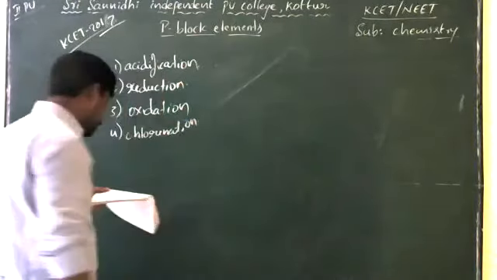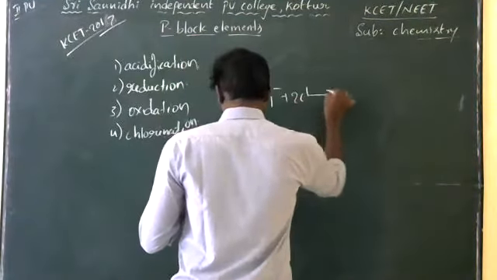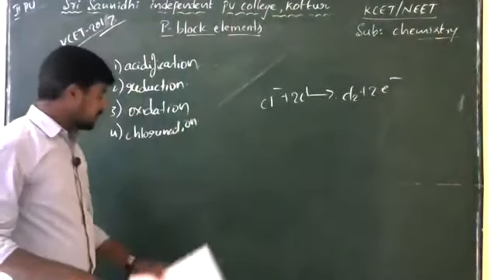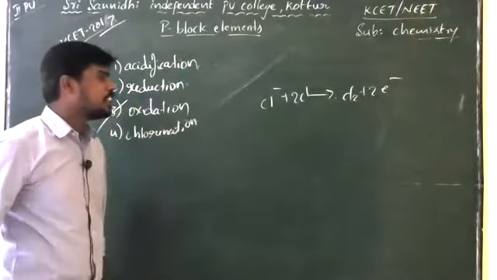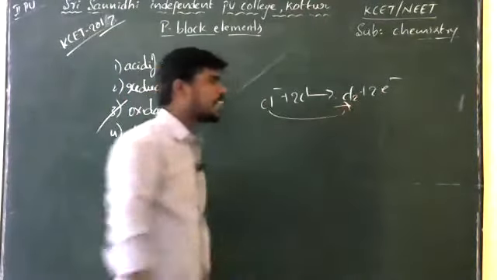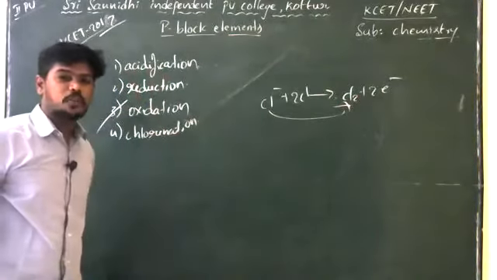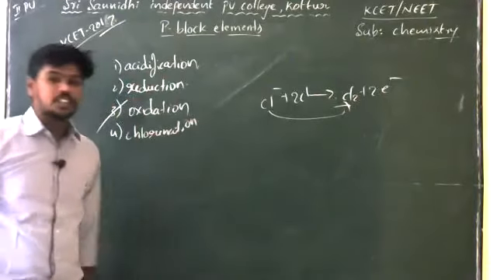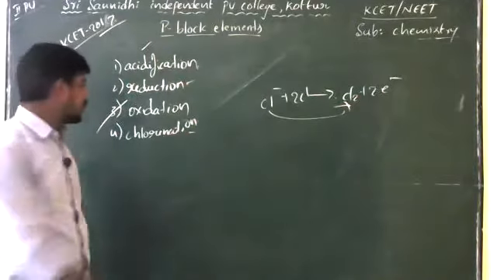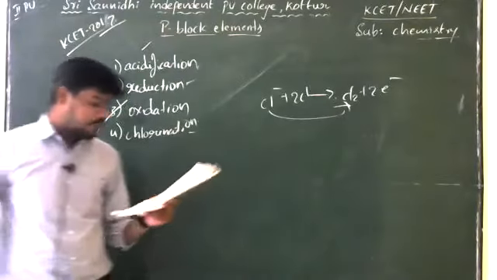It is the extraction of chlorine from the brine solution. The reaction is 2Cl- gives Cl2 plus 2 electrons. This reaction we call oxidation because of the removal of electrons. So the preparation of chlorine from brine solution involves the oxidation process, not acidification, not reduction, and not chlorination. Now, the answer is the third one.